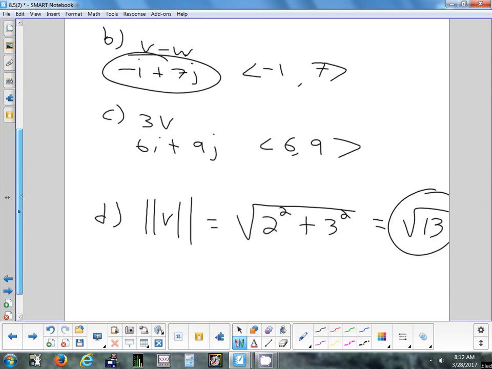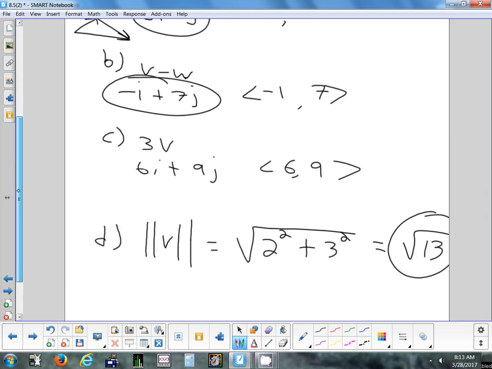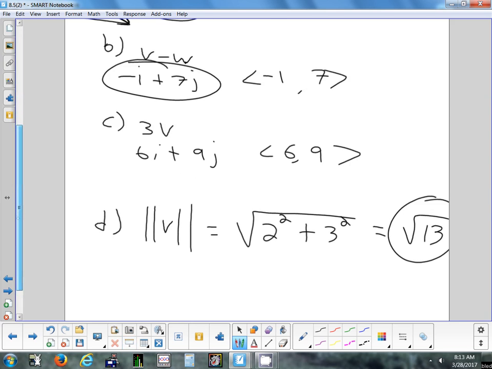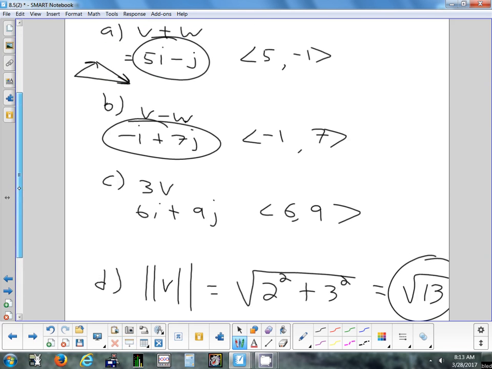Okay, so any questions on adding, subtracting, scaling, or finding the magnitude? Okay, which answer there is different than all the other answers? D. What's different about it? So what does that mean? There's no i's and j's.